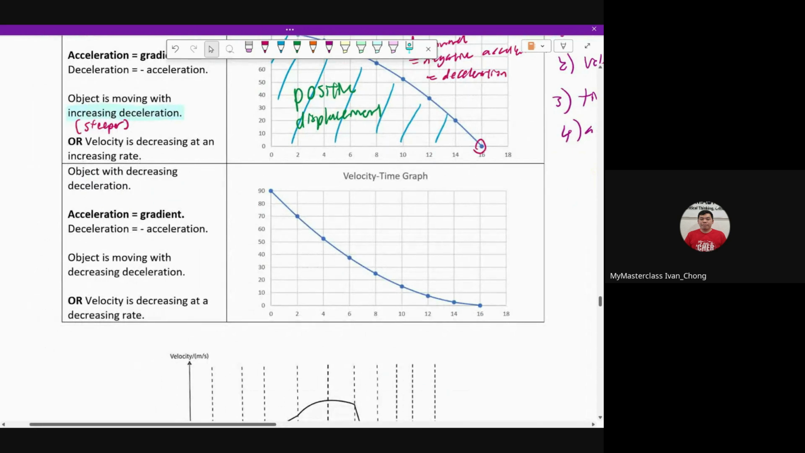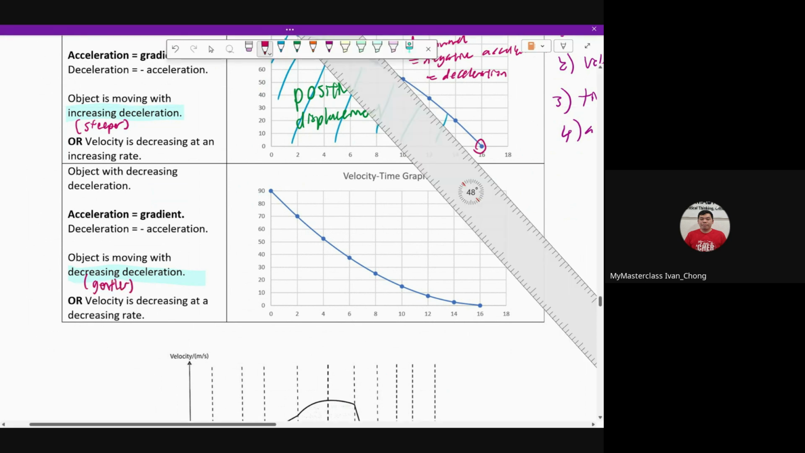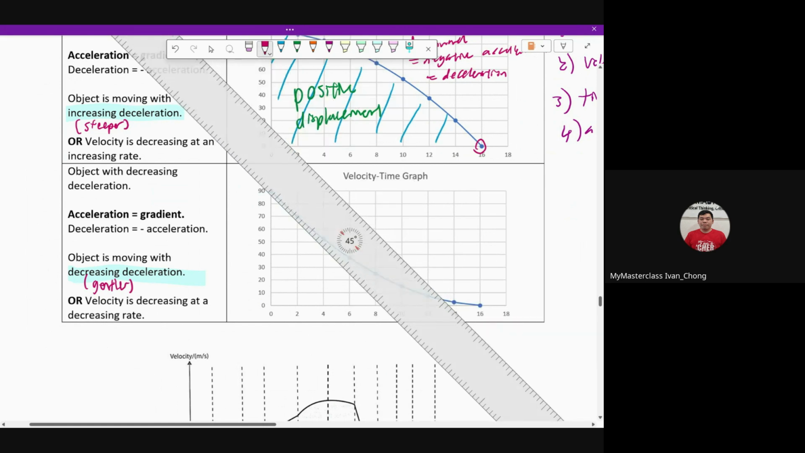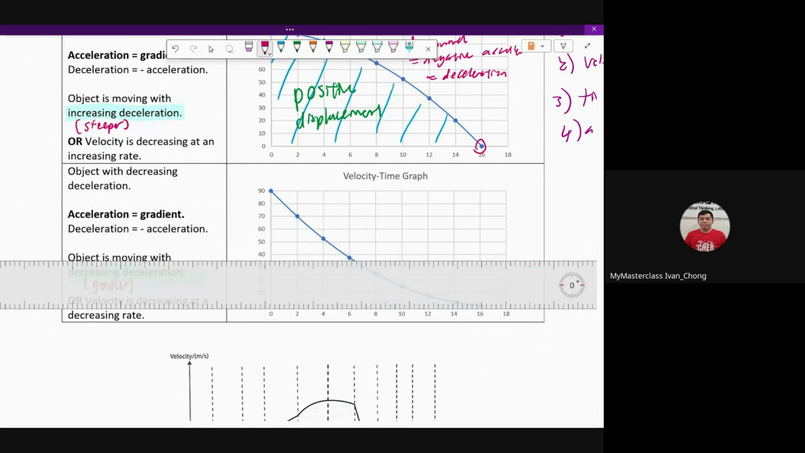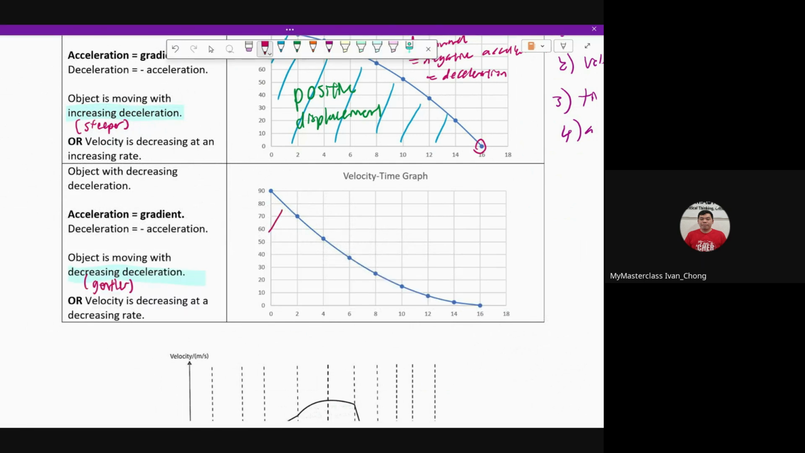So same thing for this. You have decreasing deceleration because you're actually getting gentler. So how to check? Just grab your ruler, which a lot of students don't. And you can see that you are getting flatter and flatter, and gentler and gentler. So same thing, same logic as before, you are still having positive displacement until you come to a stop. Just that this one, you brake very fast and then you slowly release your brakes. So because of that, you will slow down slower near the end.